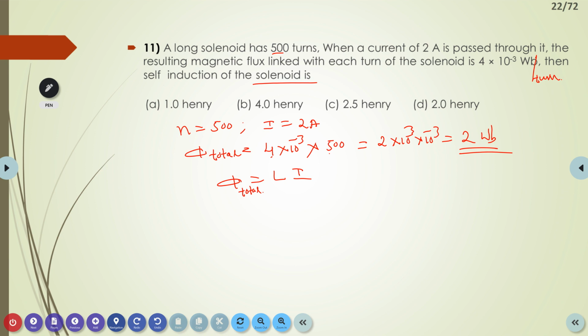What do I want to calculate here? L. I know the value of current. Therefore, L equals flux total divided by current. This is equal to 2 divided by 2 equals 1 amp. Sorry, 1 Henry it is. It is 1 Henry. Is that the choice? Yes, 1 Henry. It's one mistake: it is per turn.